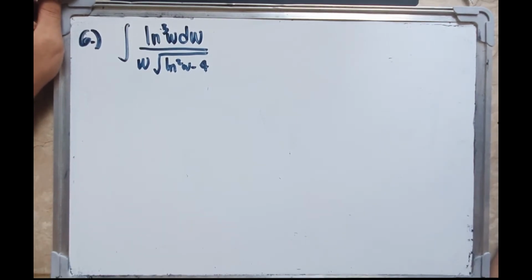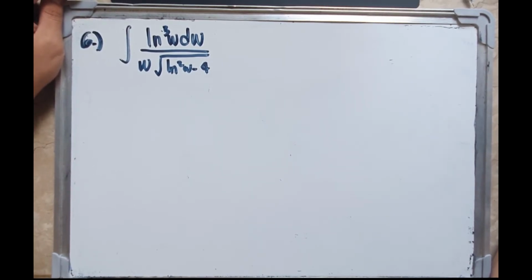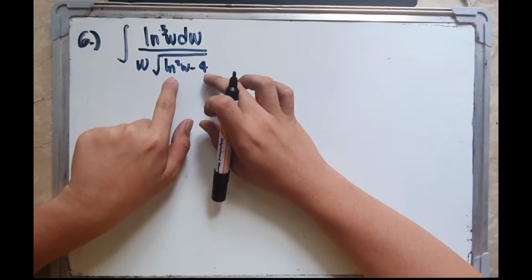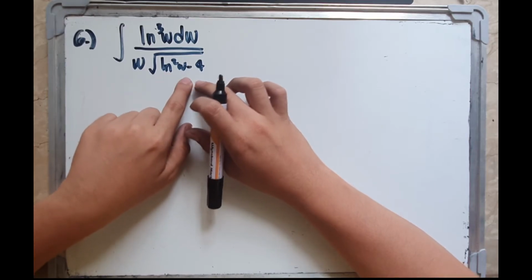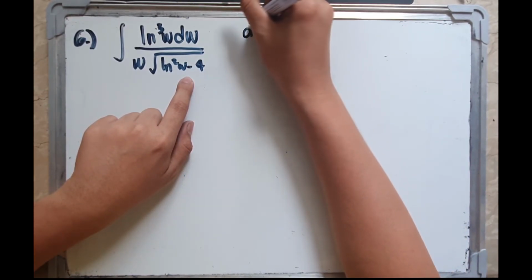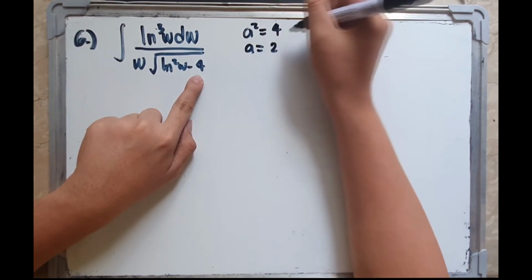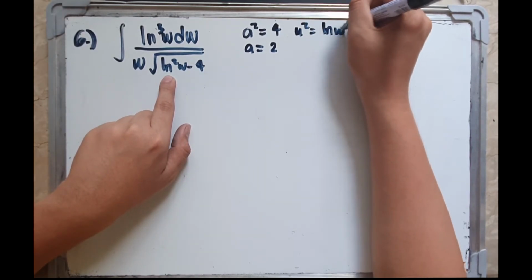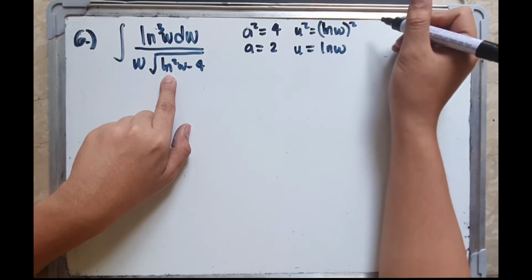Okay, so number 6, the integral of ln cubed w dw whole over with w the square root of ln squared w minus 4. So we will focus our attention to the algebraic expression that has radical symbol. So assigning again, what is our a squared? Obviously it's 4. Our a will become 2. And our u squared is obviously ln w squared. Therefore our u, that is ln w.